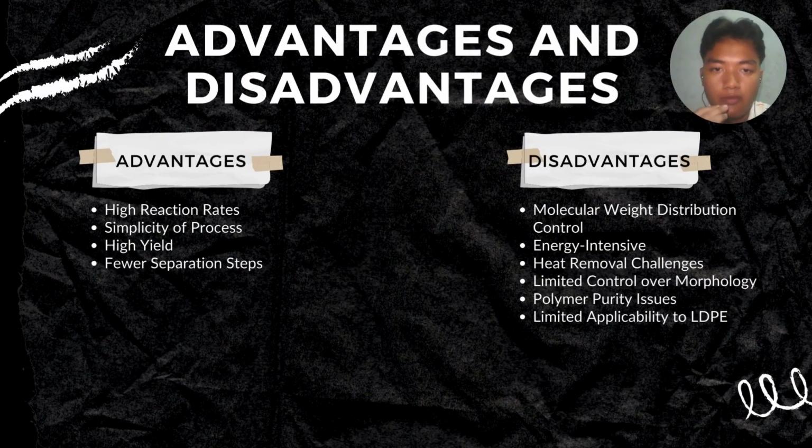Let's talk about the advantages and disadvantages of bulk polymerization. Advantages of bulk polymerization are high reaction rate, simplicity of process, high yield, and fewer separation steps. Meanwhile, the disadvantages are molecular weight distribution control, energy intensive, heat removal challenge, limited control over morphology, polymer purity issues, and limited applicability to LDPE.